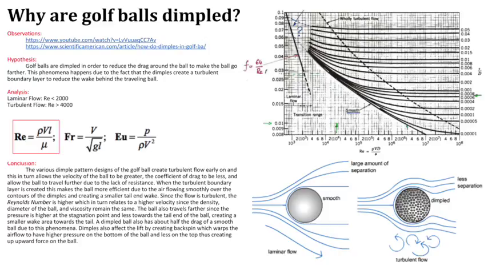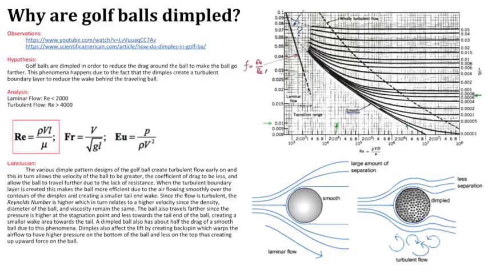Next, we will be talking about why golf balls have dimples. Our observations are that a smooth ball goes about half as far as a dimpled ball because of the laminar flows. Our hypothesis is the dimples reduce the drag around the ball and make it fly further. The dimples create a turbulent boundary layer that reduces the wake behind the ball.